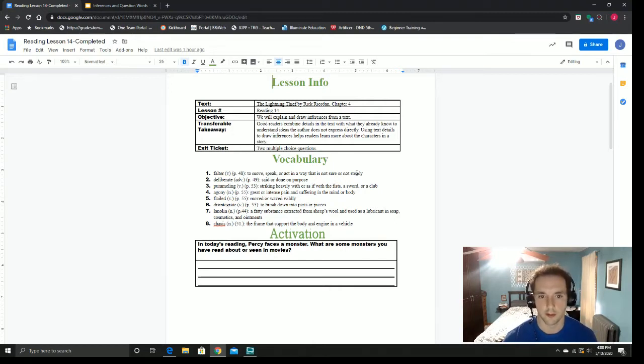That's what falter means. Deliberate is the second word. It means said or done on purpose. If someone is doing something to be deliberate, they're doing it and they meant to do it. They didn't do it on accident.